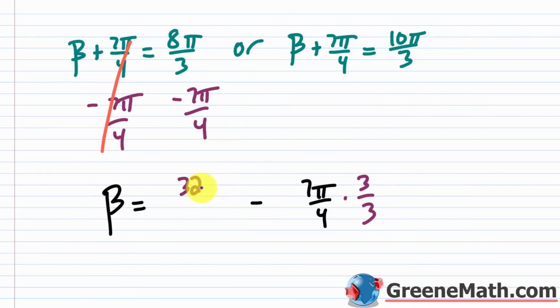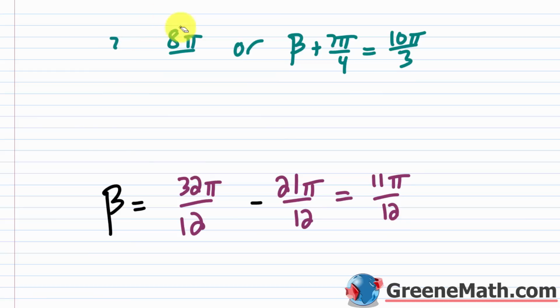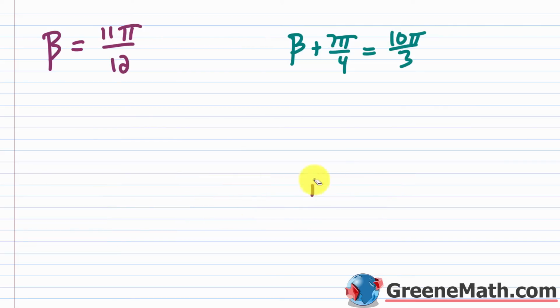So 32 pi over 12, 21 pi. So 21 pi over 12. So this would give me 11 pi, so 11 pi over 12. So that's one solution. Let me get rid of this and just write this as beta is equal to 11 pi over 12. And let me solve this one now.